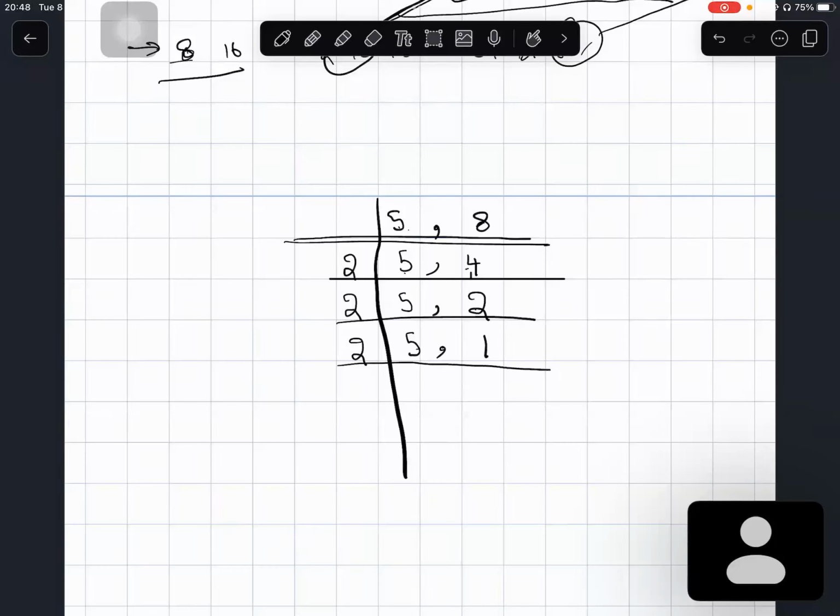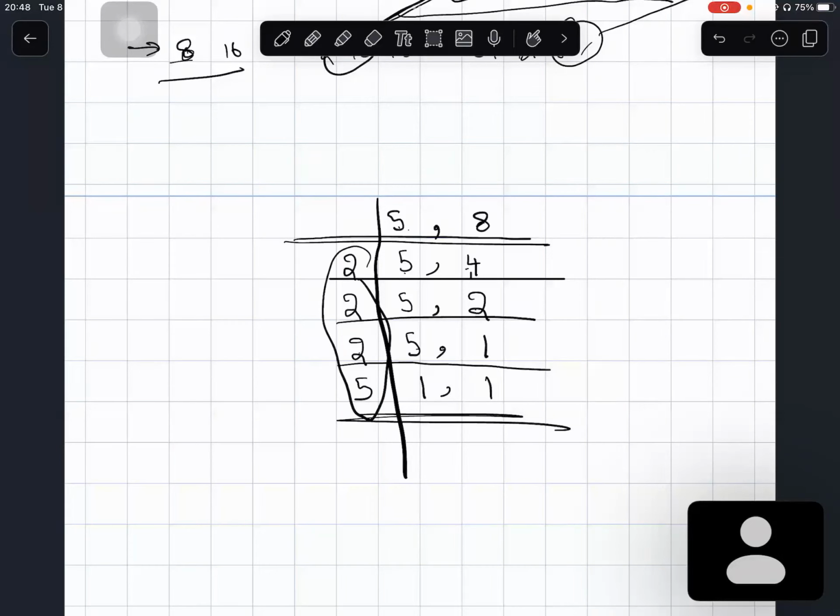Now for 5, 2 is not a factor of 5, 3 is not a factor of 5, 4 is not a factor of 5. Is 5 a factor of 5? 5 is a factor of 5. So you'll write 5 here. You have to start from the lowest possibility. You start from 2, you get to 3, 4, 5, 6, 7, and so on. So 5 times 1 equals 5, comma 1. And that's it. Now what you need to do is, this is your answer.